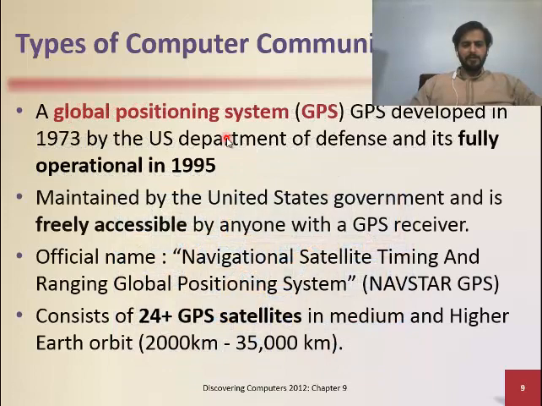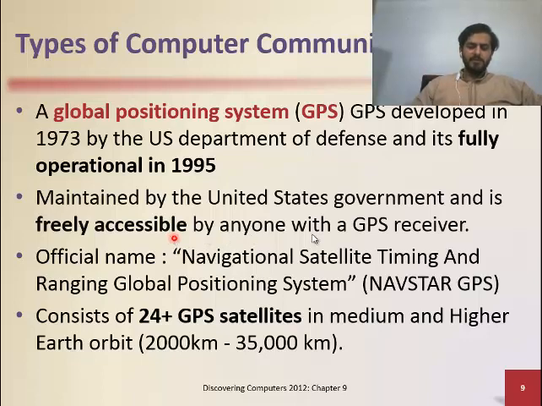Now the second type of computer communication is GPS, the Global Positioning System, which was developed in 1973 by the US Department of Defense and became fully functional in 1995. Mainly this GPS is maintained by the US government because it uses more satellites compared with other countries. That is one reason the services are freely accessible, if you have a GPS receiver available.